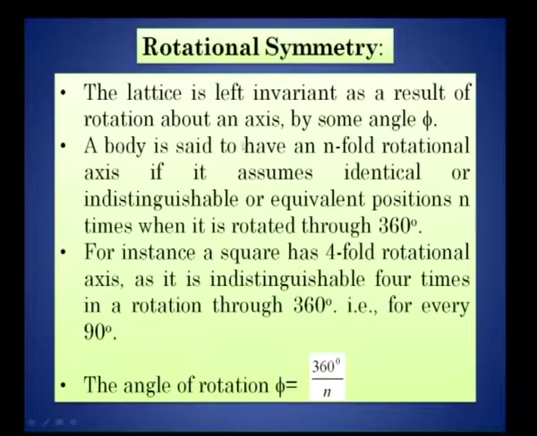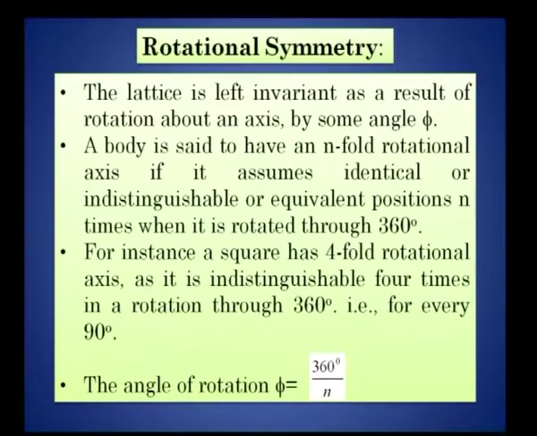Through what angle can it be rotated? After the rotation is over, it has to go back to an identical configuration. The lattice is left invariant as a result of rotation about an axis by some angle phi, right. Now, what is phi? A body is said to have an n-fold rotational axis if it assumes identical, indistinguishable or equivalent configurations n times when it is rotated through 360 degrees, right.